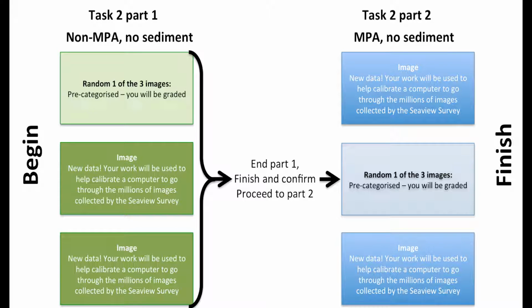In each part, you will label the fish in 3 different photos. One of the 3 photos has already been looked at by researchers, and we will use it to give you a grade. The other 2 photos have not been looked at before. We will use the information you give us to help train a computer to identify fish in the millions of images that have been collected by the Excel Catlin Seaview survey. Now let's see how this option works.